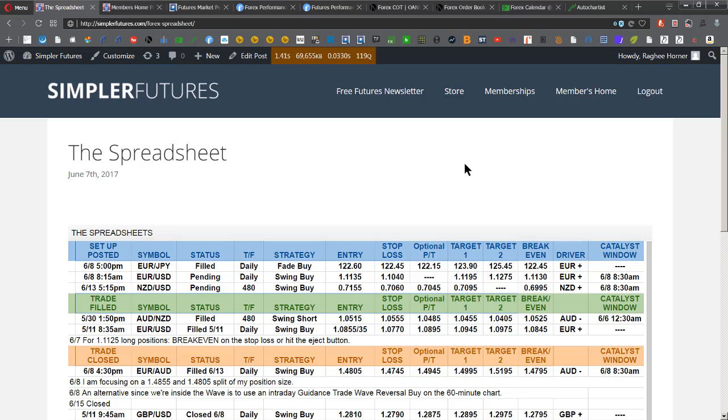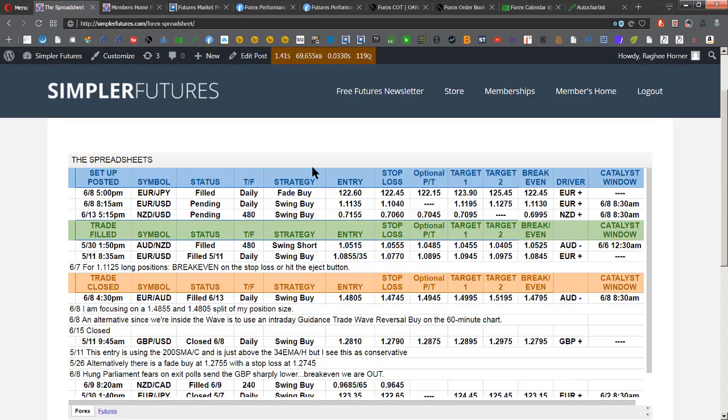All right, here we go. We have the spreadsheet in the members area. These are longer term, shelf life trades.